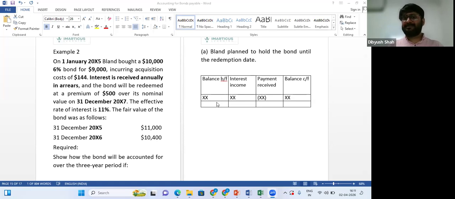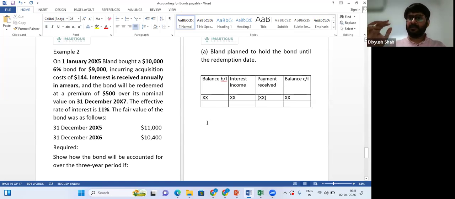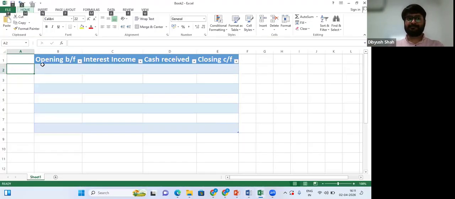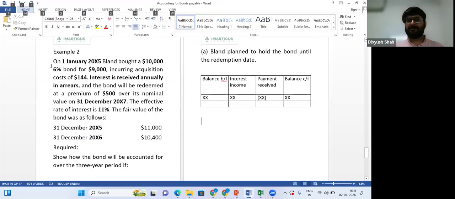So if you see, you have the same table: opening balance, interest income, payment received, closing balance. First of all, let's do it year by year. So let me take you to an Excel tab. 2005, first year, 2006, second year, and 2007, final third year. Now, read the question patiently with me.